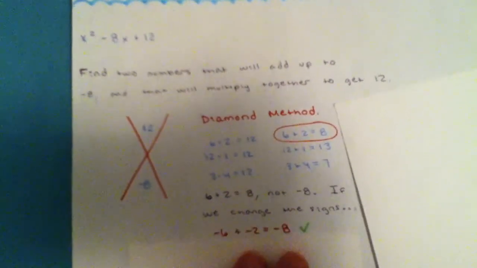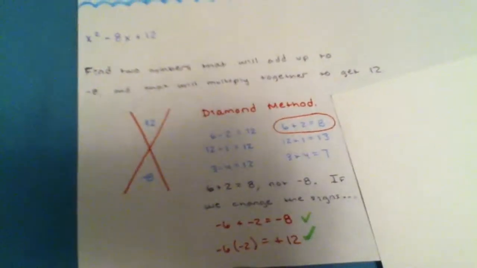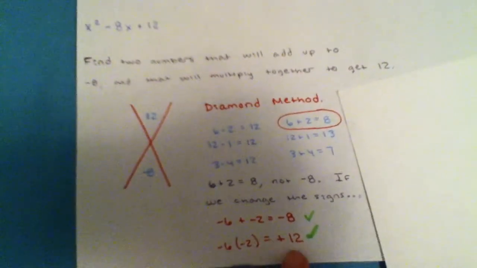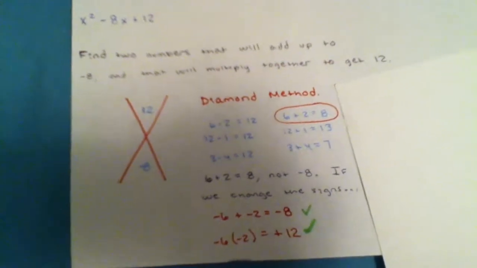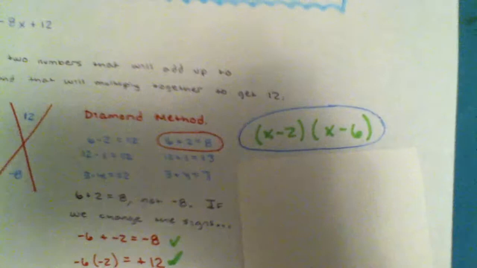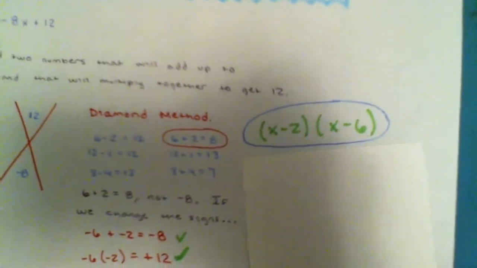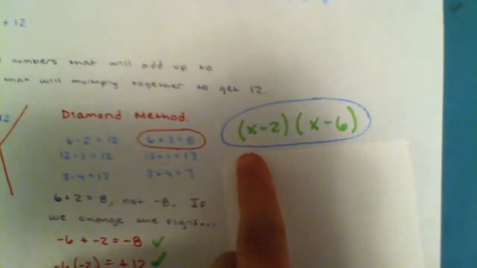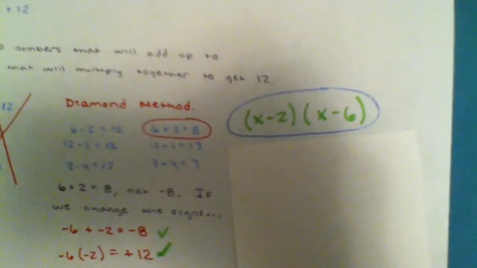So if we change the signs, we would get negative 6 plus negative 2 equals negative 8, and negative 6 times negative 2 is positive 12, because a negative times a negative is a positive. Now we'd write this in parentheses over here like this. X minus 2 times x minus 6. You can write it either way. You can switch these two and write x minus 6 times x minus 2, and it'd be the same thing.